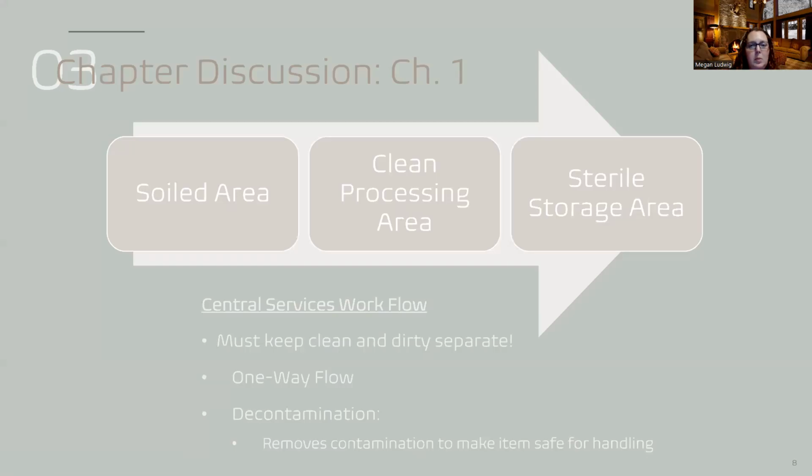So in our sterile processing department, you have three basic areas. You have a soiled or a dirty area, then you have a clean processing area, and then you have the sterile storage area. Typically, they are right next to each other, maybe divided by walls or some sort of partition, but they are usually in a 1, 2, 3 type flow because they all work together. That's the whole department, but you have to have each area separate. So the concept behind that is to keep clean and dirty separate.